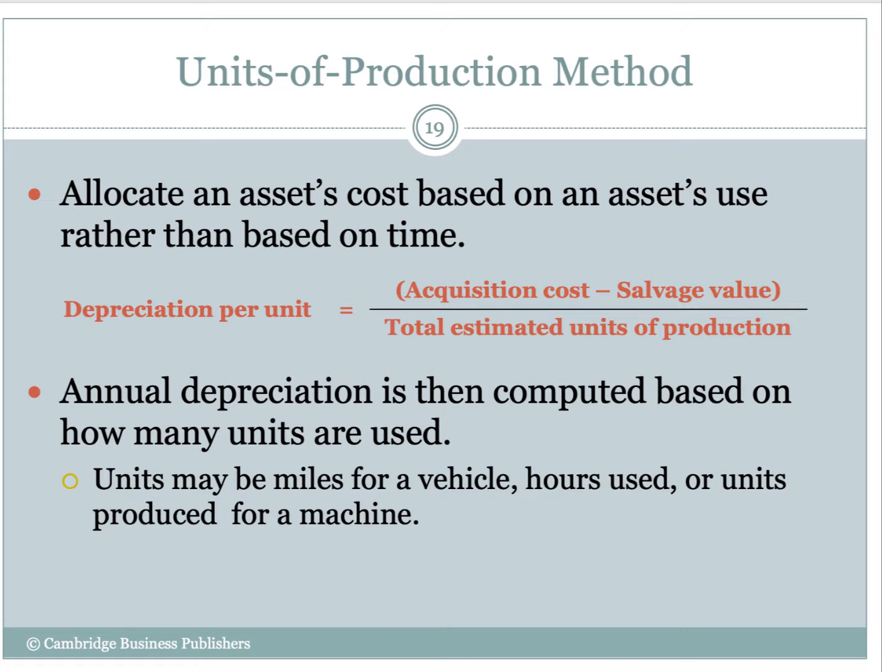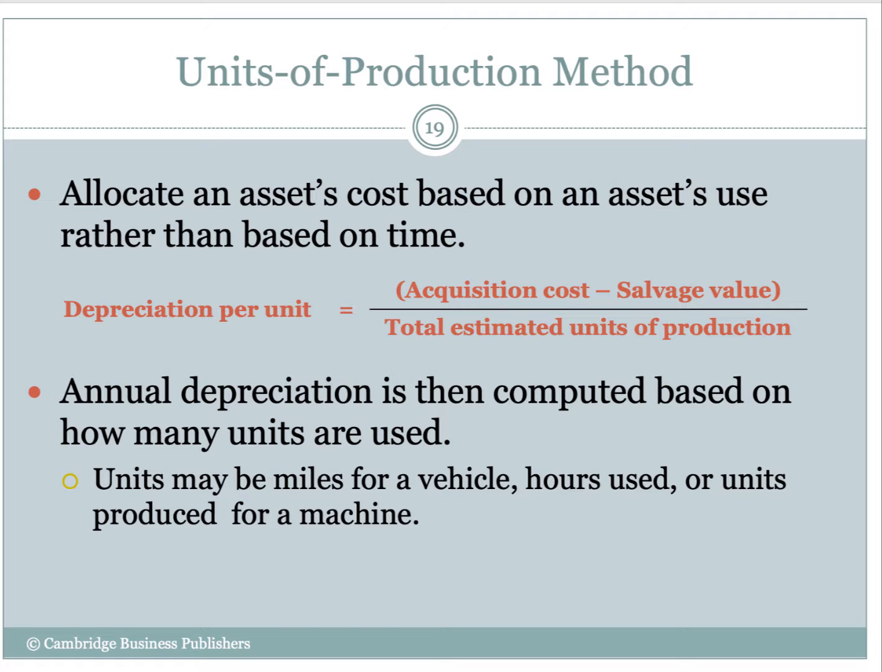Okay, so how do I calculate the unit of product method? This one's actually pretty easy. The calculation is, let's put it that way, a lot like straight line, right? Basically what we're going to do here is we want to allocate the cost of that asset based on the asset's use, not on time, okay?